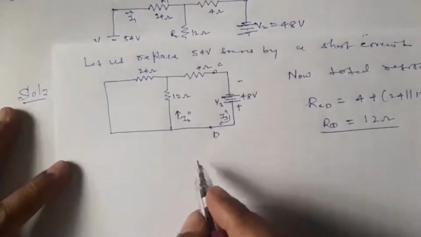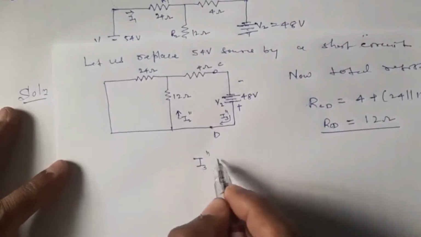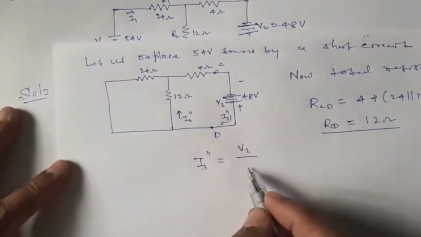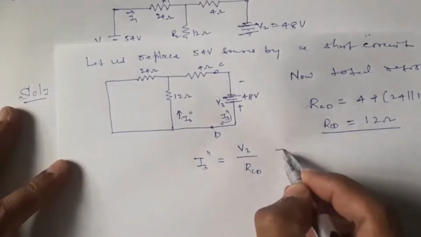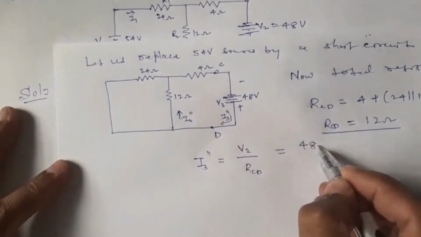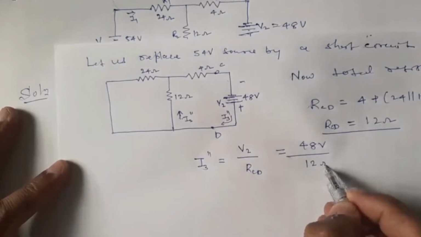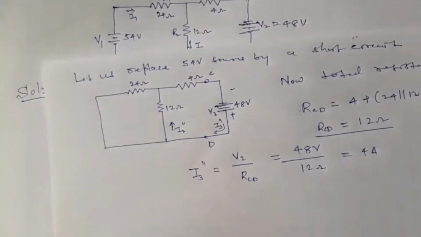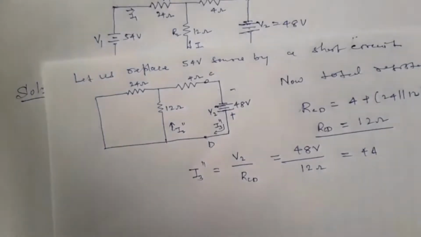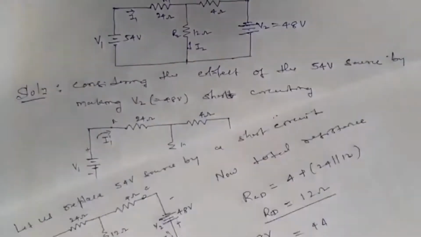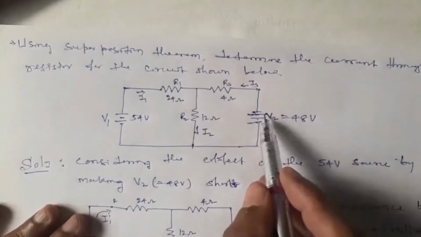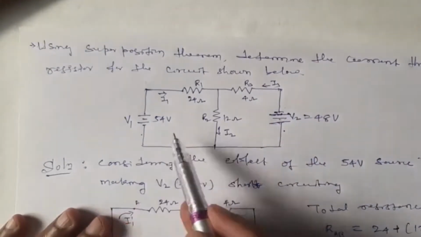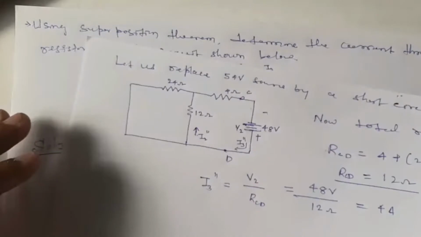Now say I3 double dash is equal to V2 divided by RCD. And how much is V2? It is 48 volts divided by 12 ohm, and this is equal to 4 ampere. Dear students, just make a correction there. What I have done is I have changed the sign of this a little bit. Instead of positive negative, I took negative positive, because this was positive negative. Now this is 4 ampere.